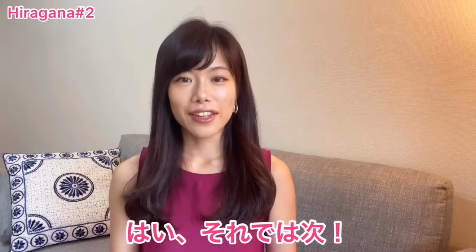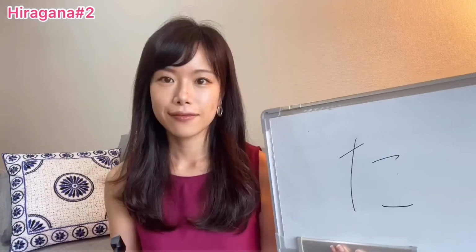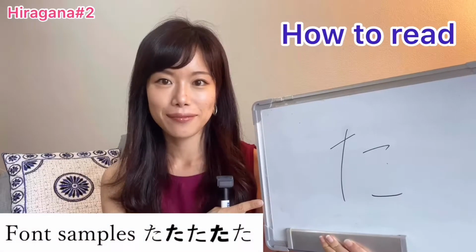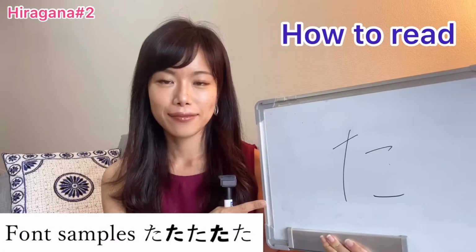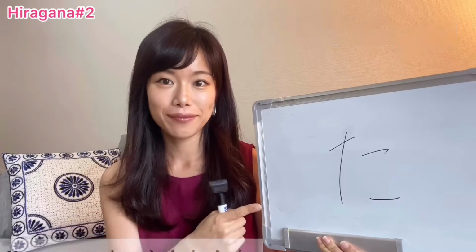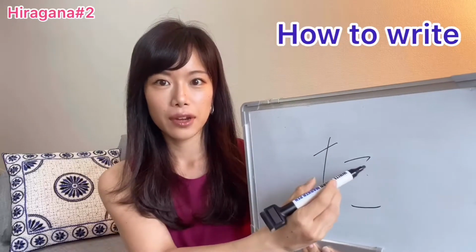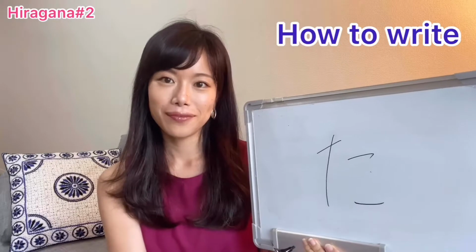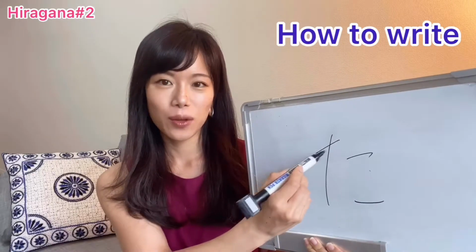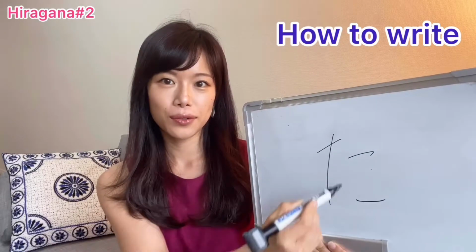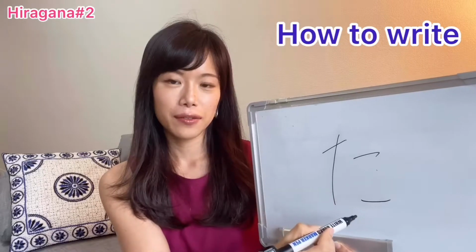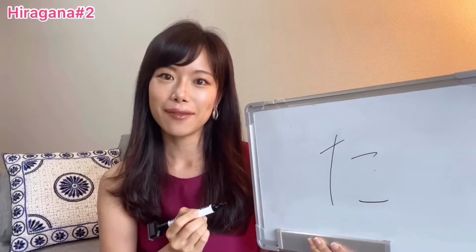Okay, next. This is ta. Ta. How to write ta? 1, 2, 3, 4. Once again. 1, 2, 3, 4. Ta.